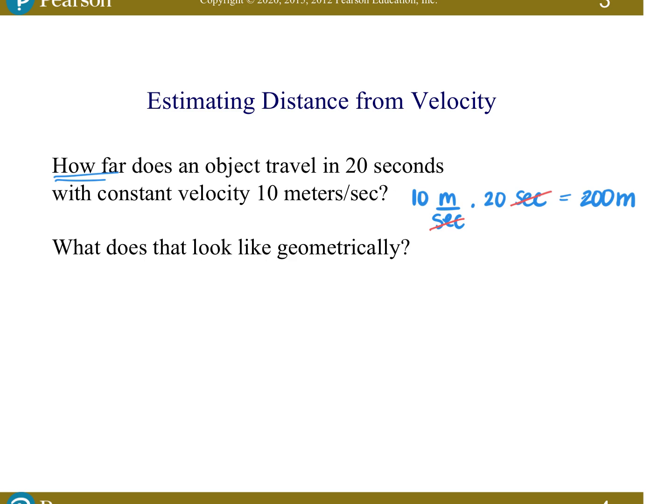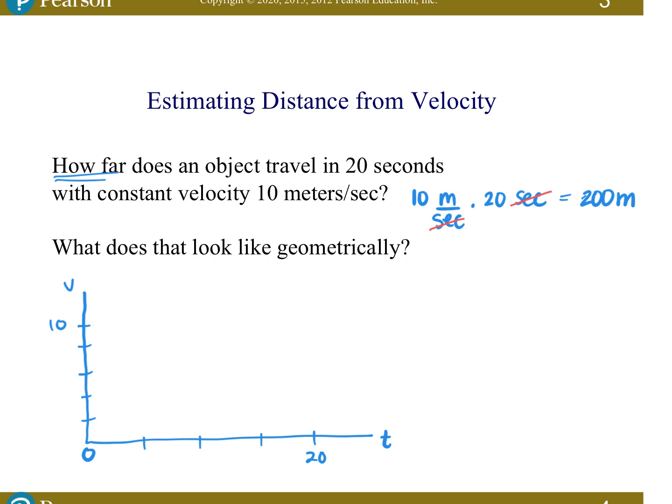The question, how does it look geometrically? All right, so we always put time on the x-axis. Starting with 0, we'll label that as t. If we're going to go 20 seconds in time, let's just count by fives: 5, 10, 15, 20. And then velocity would go on the y-axis, and we can count 2, 4, 6, 8, 10. And we have a constant velocity.